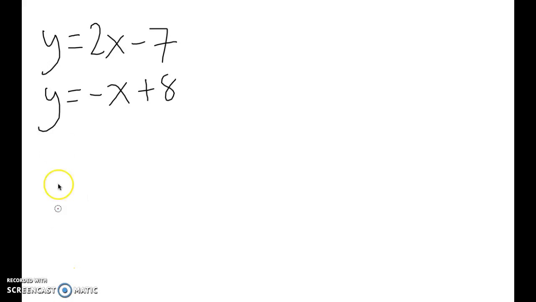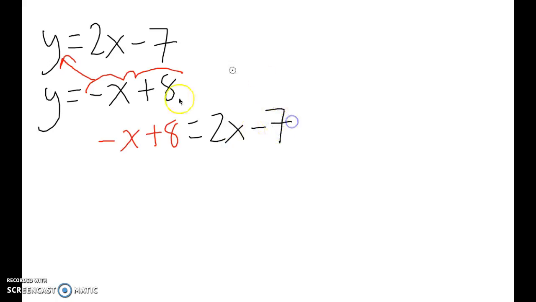But the basic idea behind substitution is that y is equal to one expression, 2x minus 7, but y is also equal to negative x plus 7. So instead of saying y, if I already know what y equals, I can just take that and substitute it in for y in the original equation. So I have negative x plus 8, and then just the rest of this first expression equals 2x minus 7. From here, I just solve for x like I normally would.